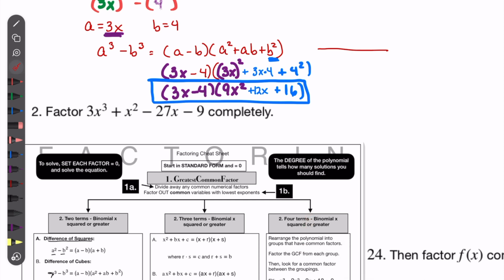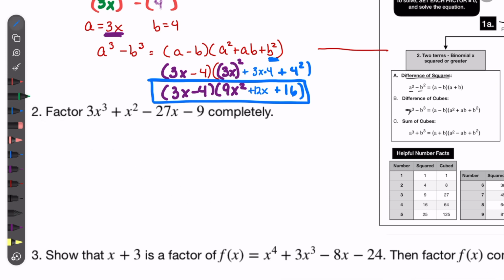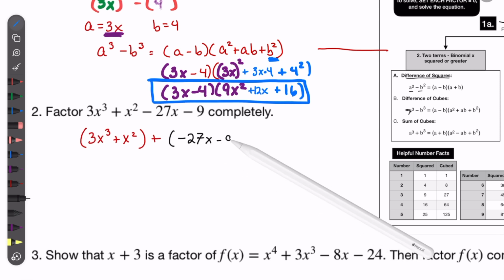And right here on my sheet, it tells me what to do, starting with grouping the first 2 terms. So I'm just going to get this out of the way, and let's start grouping. So my first 2 terms, 3x cubed plus x squared, grouped together, and my second 2 terms grouped together, negative 27x minus 9.